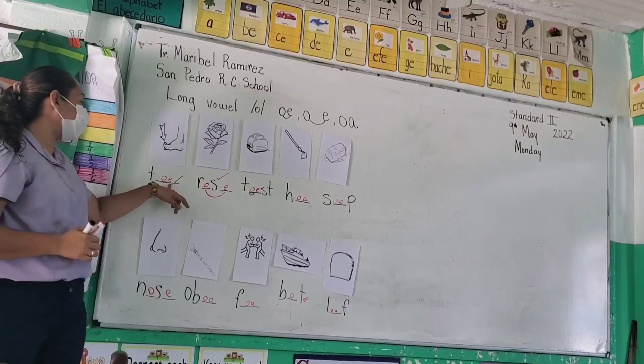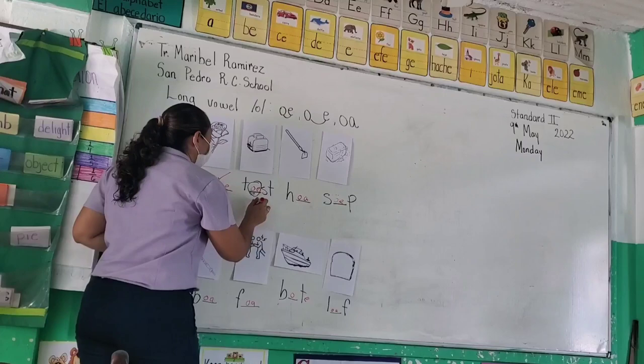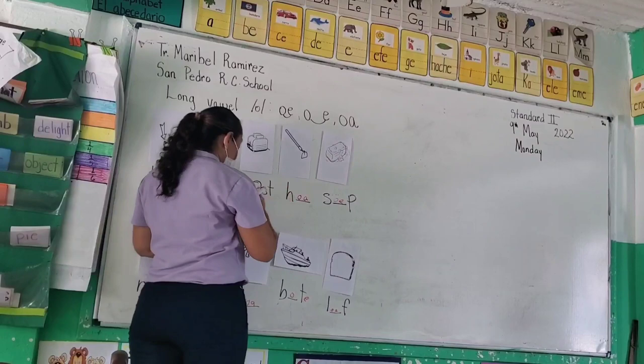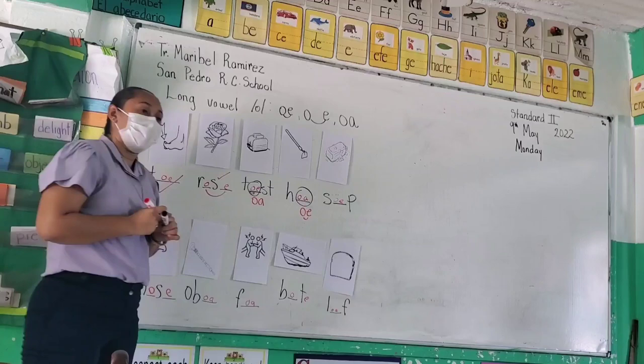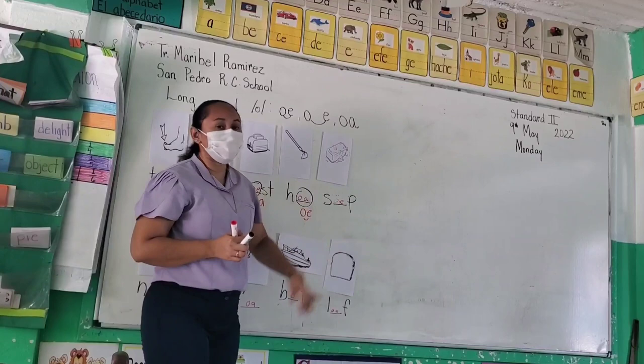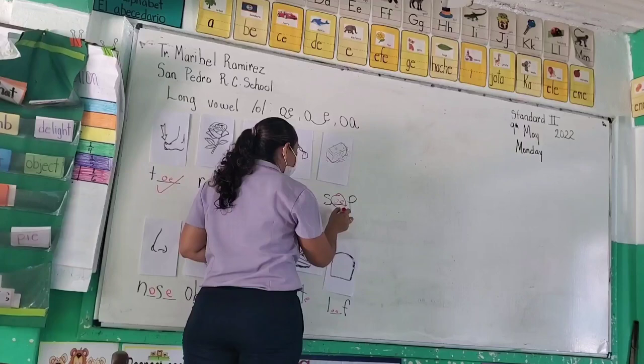No. So in this case, for this one, we are going to use O A. Again, using what I just told you, what will we use here? Again? O E, because this is the one that we usually use at the end, right? So ho is O E. What are we going to use here? Yes? O A, not O E, because O A is the one that we use in the middle, right?